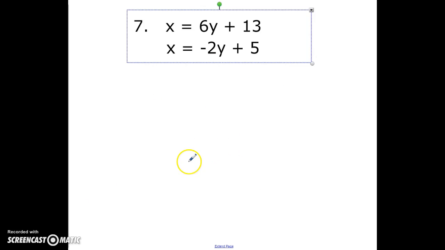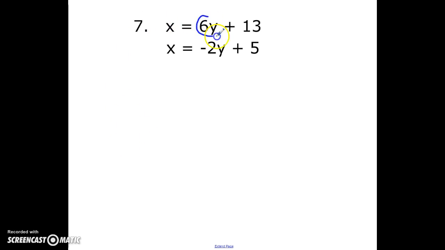Number 7. In this case, we have x's that are being isolated. So this is another example of you can set the equations equal to each other. So essentially it's a method of substitution because this equals x, so I can replace it for the x. So I have 6y plus 13 equals negative 2y plus 5.